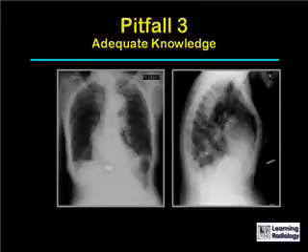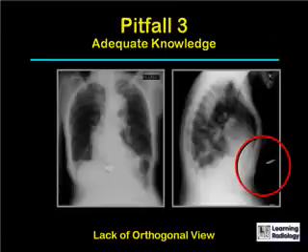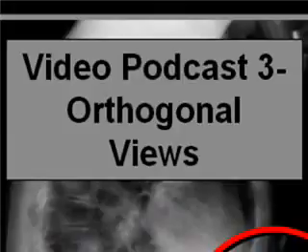Well, if you decided on the basis of that one image that there was a coin at the esophagogastric junction, you can see that when you obtain an image at 90 degrees to the original, a lateral, that the patient is in fact wearing a coin around her neck, which is attached to her neck by a string. This is an error in which adequate knowledge of obtaining an orthogonal or 90-degree view would be necessary in order not to fall into the pitfall of trying to localize an object using one and only one radiograph. Video podcast 3 deals with orthogonal views.